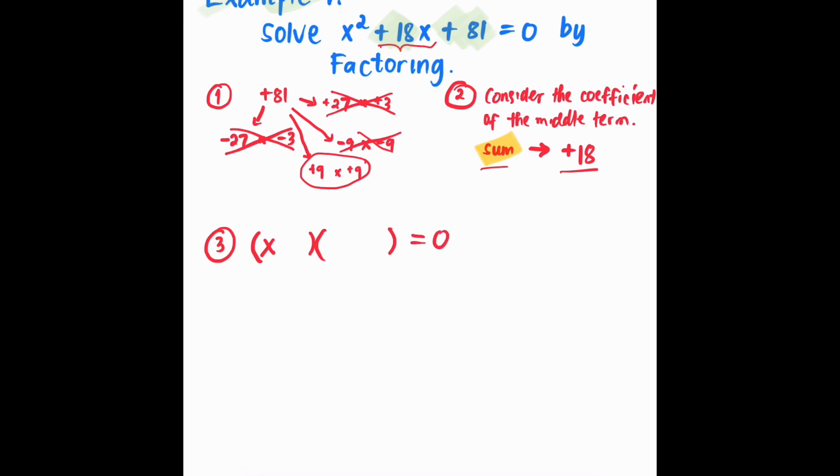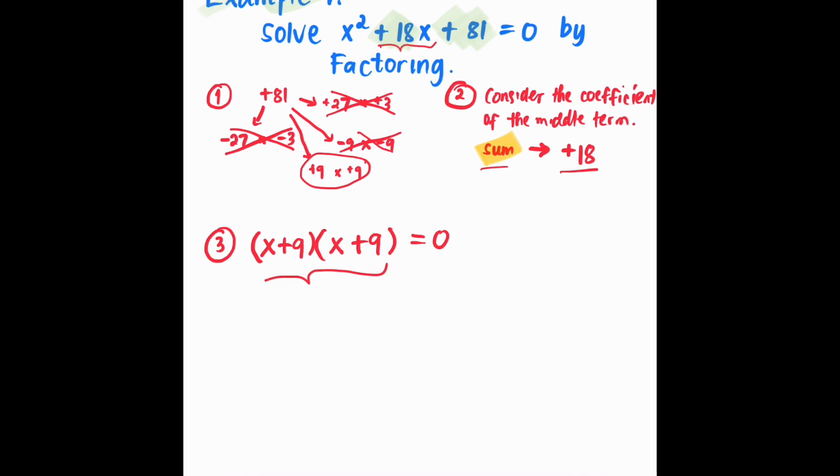So put x here and x on the second factor, and we take the numbers. So we got positive 9 for the first one, and the second number is positive 9 as well. So these are the factors that we're looking for, which is actually equal to x squared plus 18x plus 81. Right? So these are the two factors.